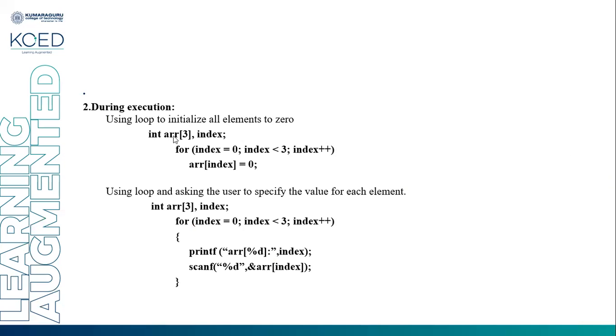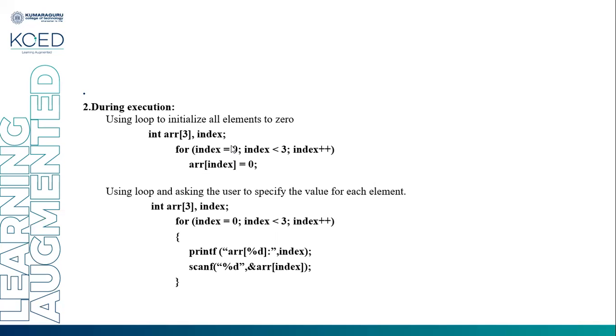I am declaring an integer array data type. ARR is the array name, size is 3. I am declaring another integer variable, index. I am writing a loop: index equal to 0, index less than 3, index plus plus, array of index equal to 0. It will initialize all the values to 0, using a loop to initialize all the elements to 0.